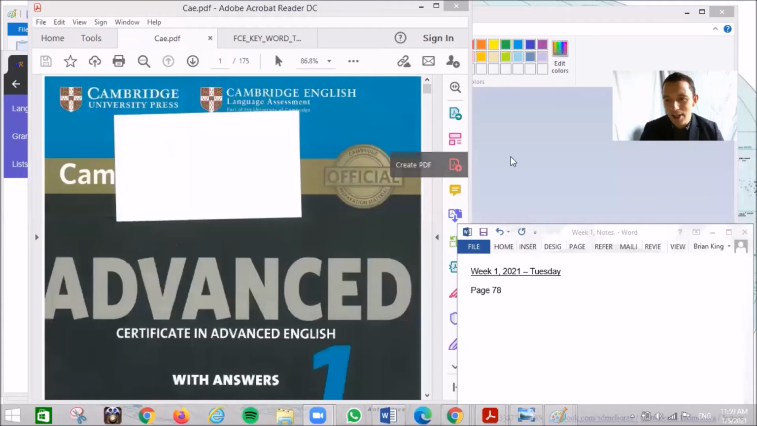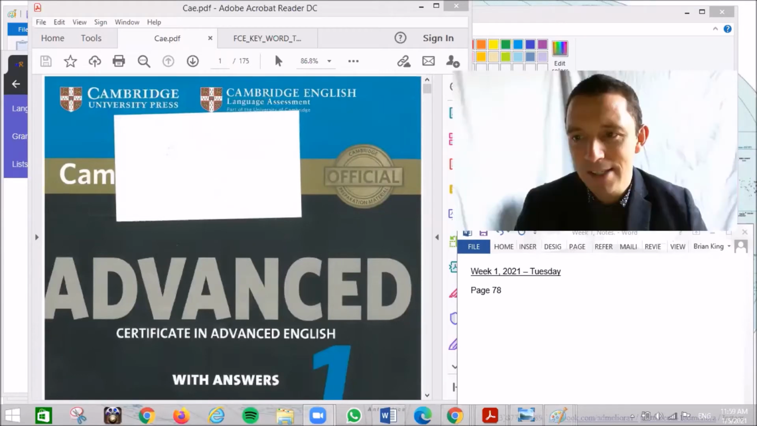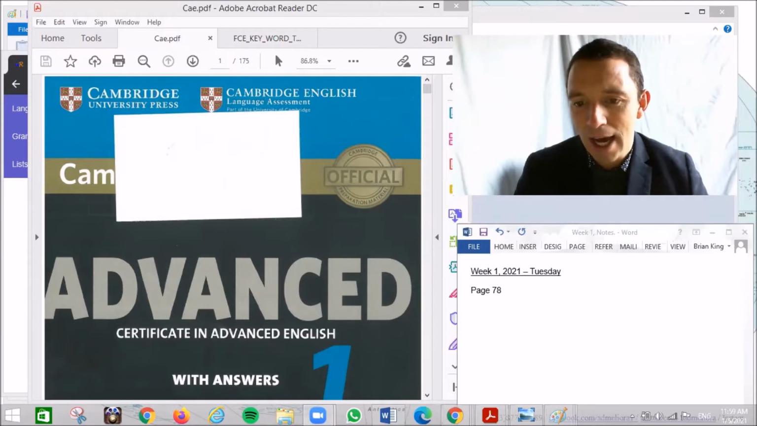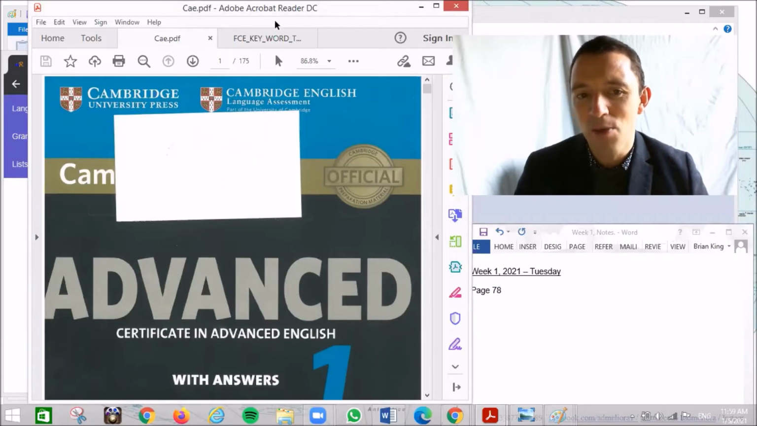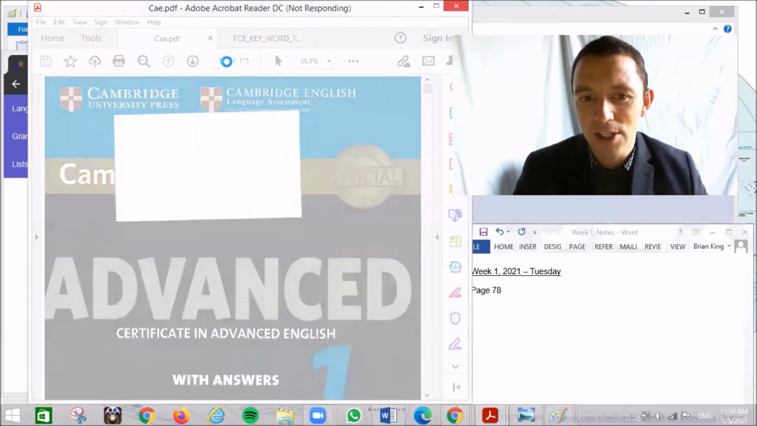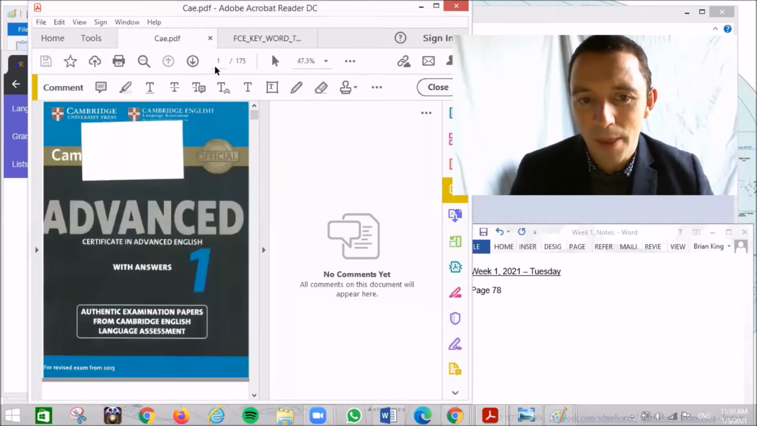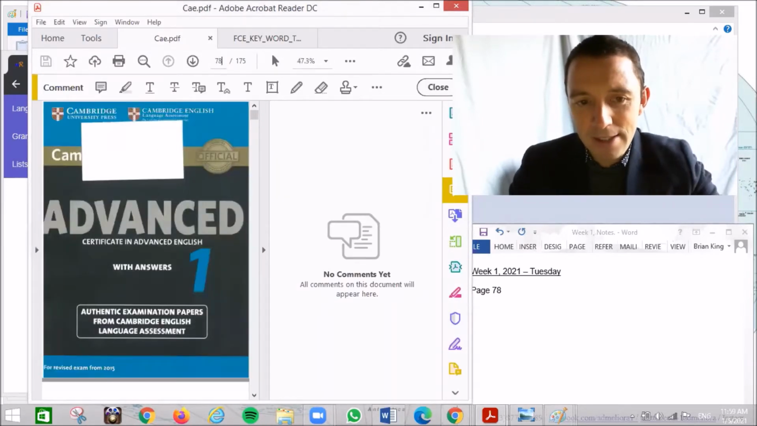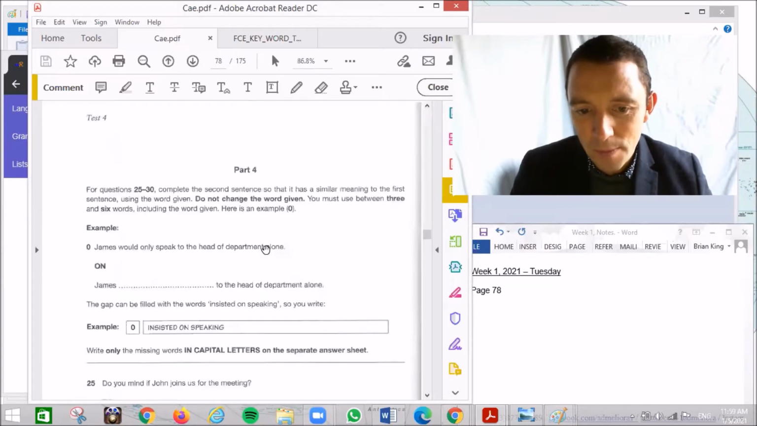So I'll just share my screen and we can look at the exercise first. This is the book you can see on the left. It's the Advanced exam book, okay? It's just the book that I use at the moment. And we're going to look at part 4, which is a continuation from last week. It's on page 78, if my computer reacts. Okay, so I'm going to go to page 78, which is part 4.